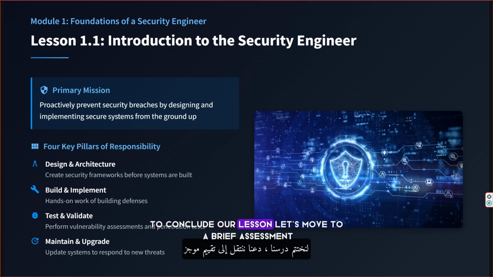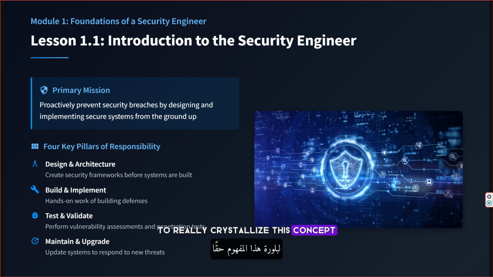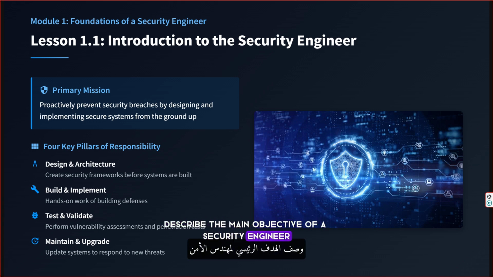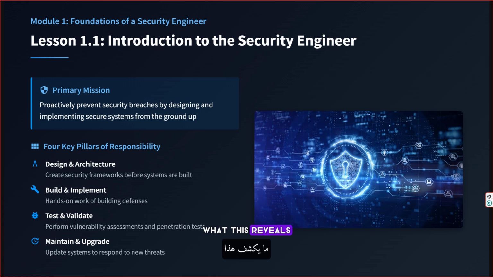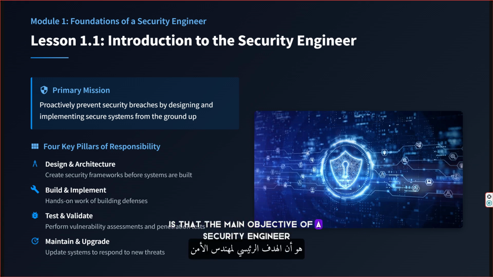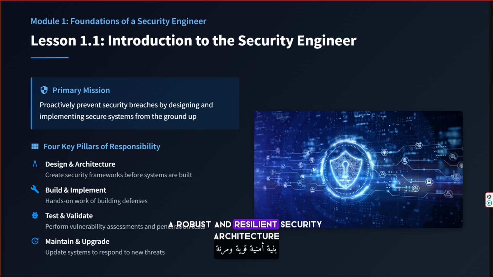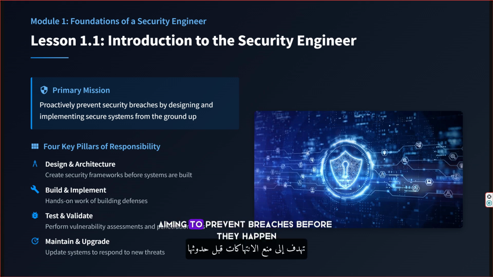To conclude our lesson, let's move to a brief assessment. To really crystallize this concept, here's a prompt to consider. Here's your prompt. In 1 or 2 sentences, describe the main objective of a security engineer. What this reveals is that the main objective of a security engineer is to protect an organization's data and systems by designing, building, and maintaining a robust and resilient security architecture, aiming to prevent breaches before they happen.